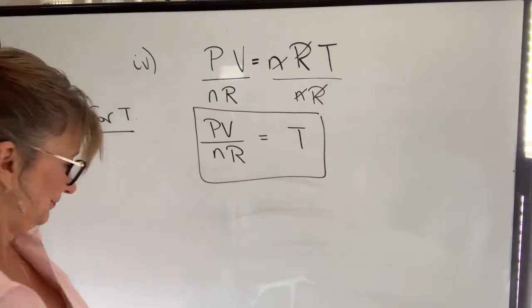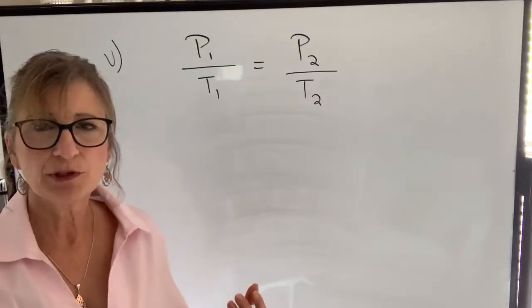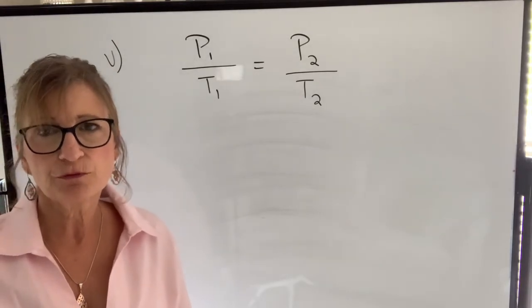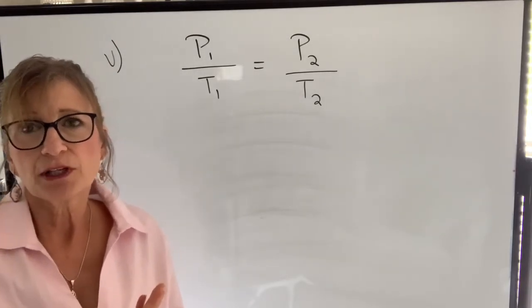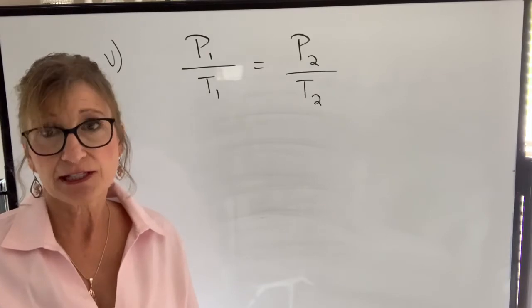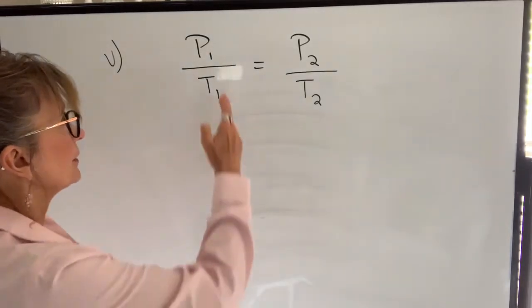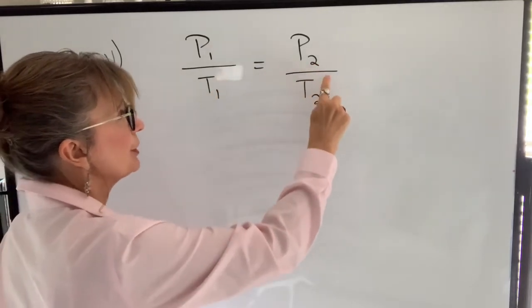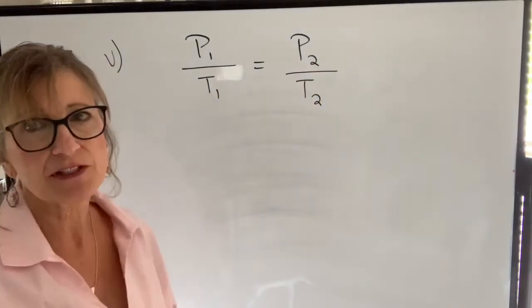Let's keep going. I wanted to look at this formula because it introduces subscripts for different variables. This is an actual formula. It's a gas law, and it talks about the pressure and temperature of one gas. That ratio will equal the pressure divided by the temperature of a second gas.